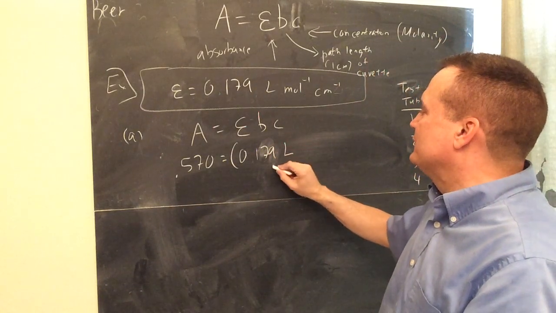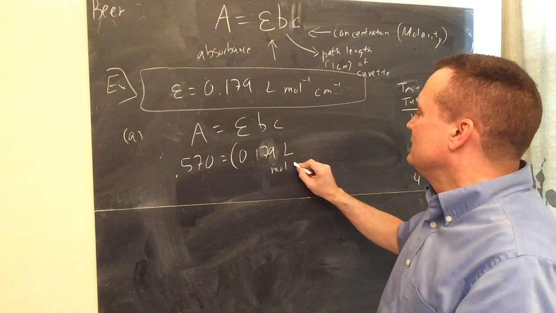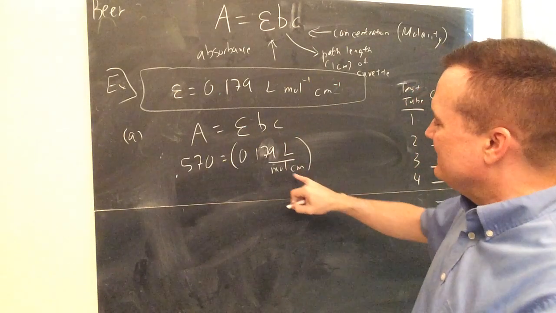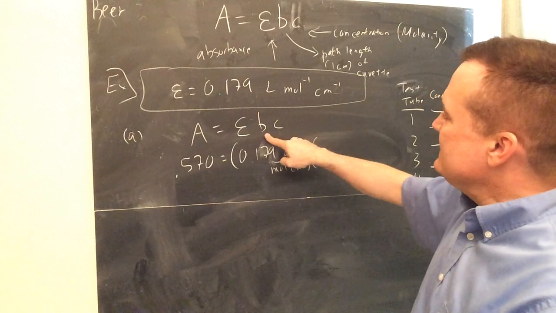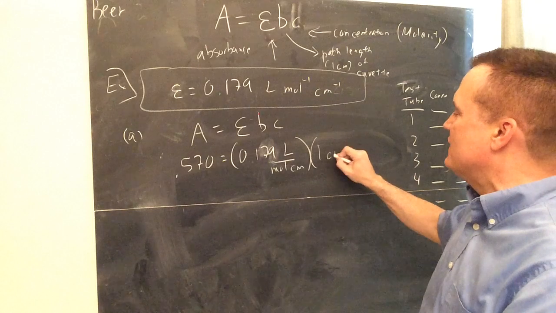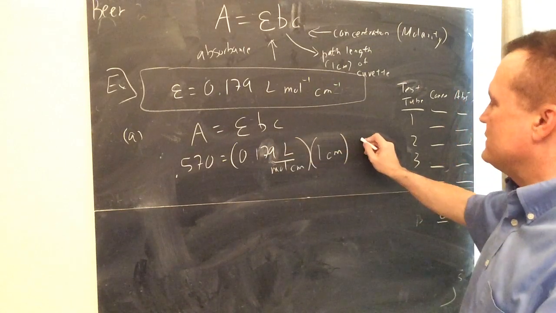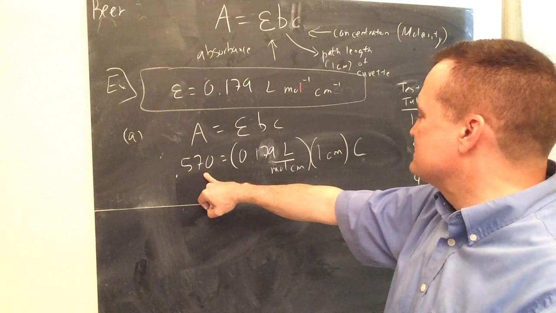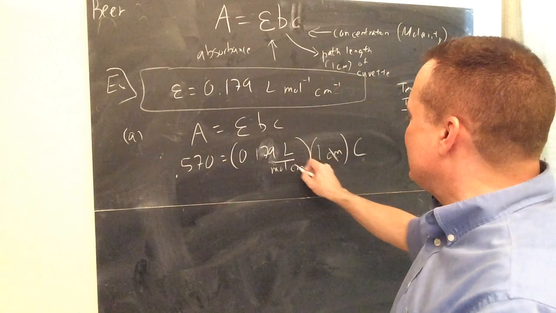Remember, liter, mole, cm on the bottom. Kind of like the R constant a little bit with the units. B is 1 centimeter pretty much always. They'll tell you if it's something different, they'll let you know. And C is the molarity of the concentration. We don't know. What is the molarity of this? If it's 0.570 absorbance, well, then my centimeters cancel.